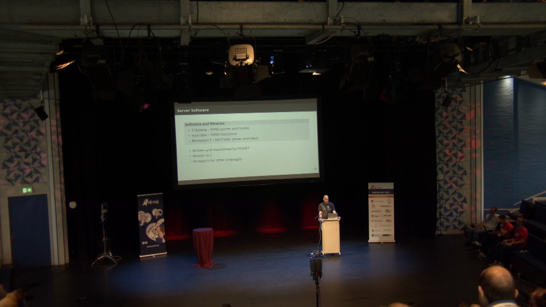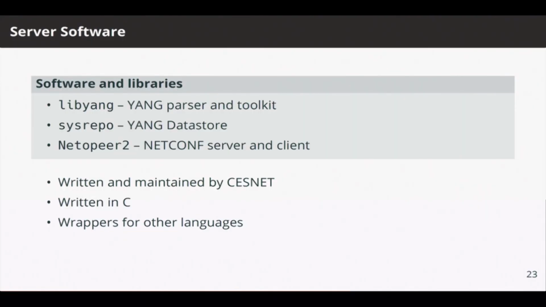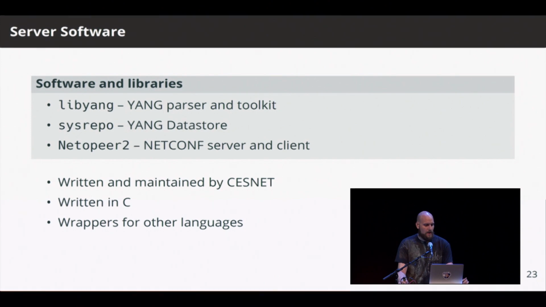So there is a bunch of software for Unix-like systems. There is libyang, sysrepo, netopeer2. These all work together. The first one is a YANG parser and toolkit. The second one implements the YANG data store. This includes the configuration database, the candidate database, etc. It does all the transactions. There's netopeer2 that uses the other two pieces of software to implement a NETCONF server. They're written and maintained by CESNET, which is the NREN of the Czech Republic, like the SURFnet of the Czech Republic. It's written in C, and many of these pieces of software have wrappers for other languages.